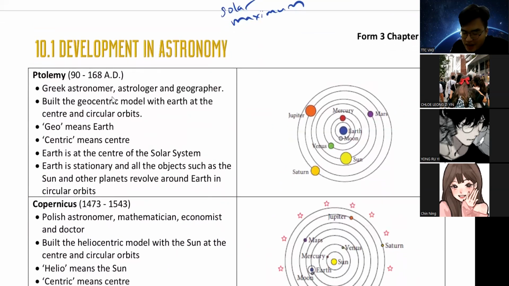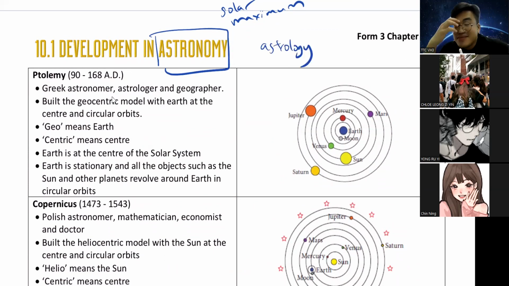Development in astronomy. Okay, guys, do you know what is astronomy? Astronomy is the study of space. Do not confuse this with astrology. Astrology is not science. Astrology is your horoscope, and this thing is not scientific based.